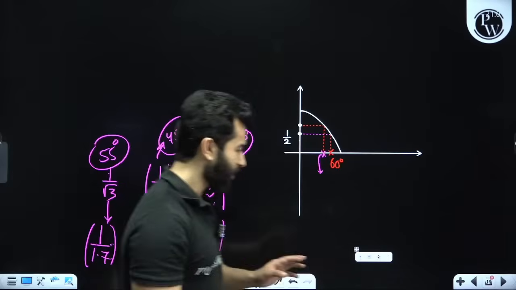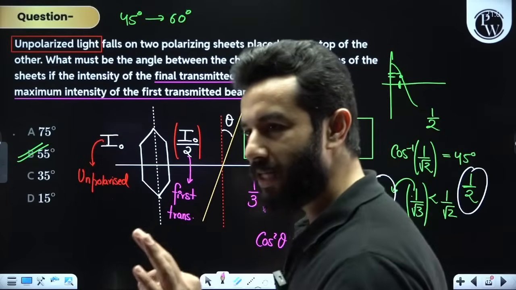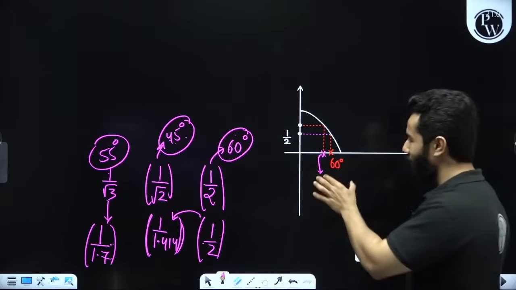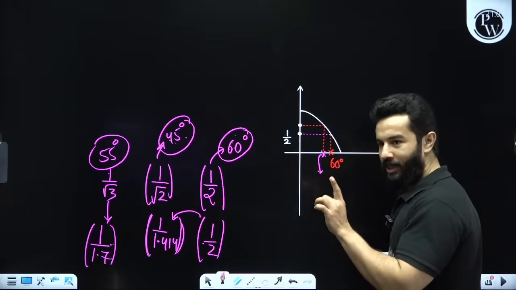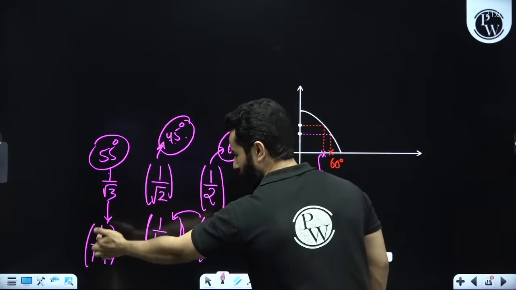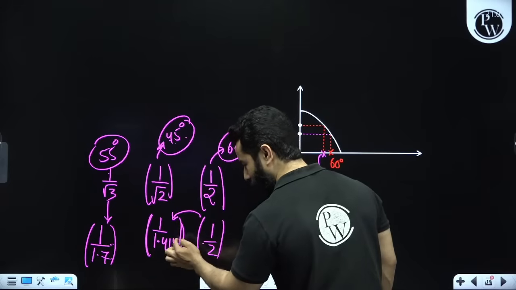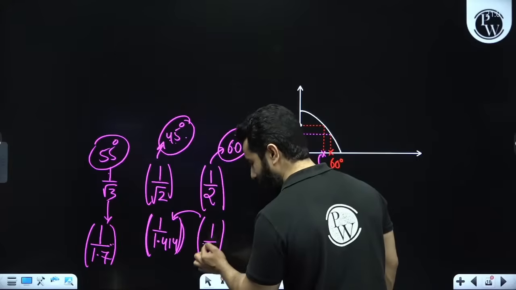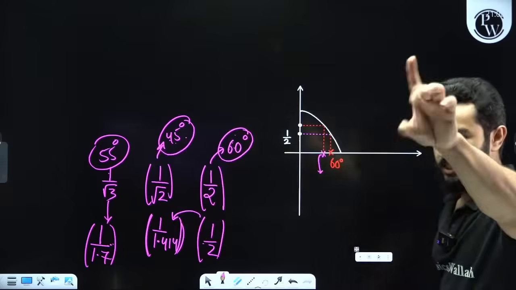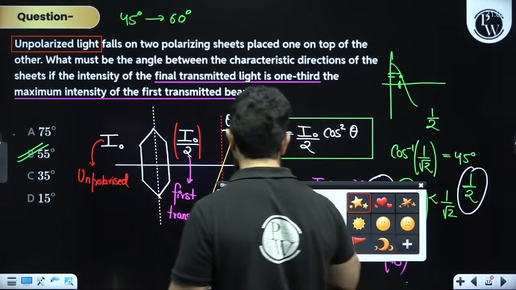Now everything's clear. Quickly write down in the chat box if now everything is sorted. Very nice problem. I have explained it to you again. This is at 60 degree, this is at 45 degree. 1 divided by 1.7 is in between 1 divided by 1.414 and 1 divided by 2. So the answer will be between 45 degree and 60 degree. Moving on, a very nice question. Mark it for your revision.